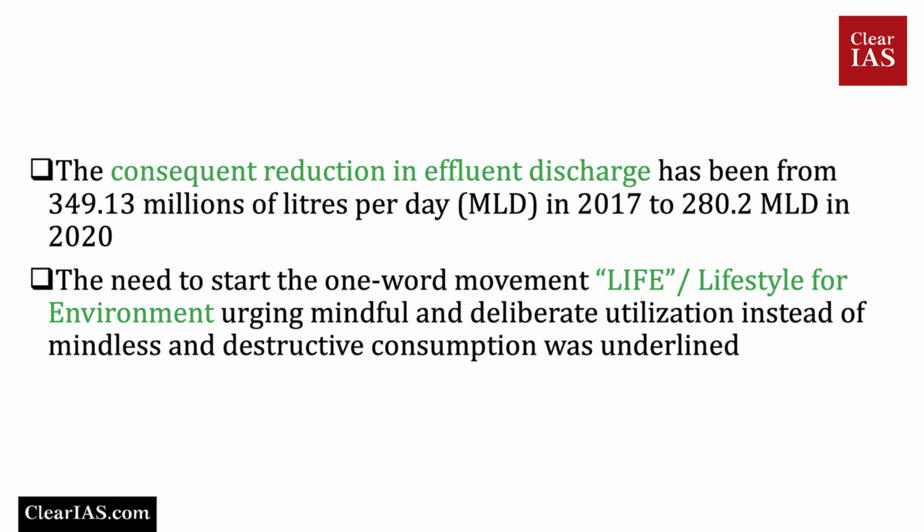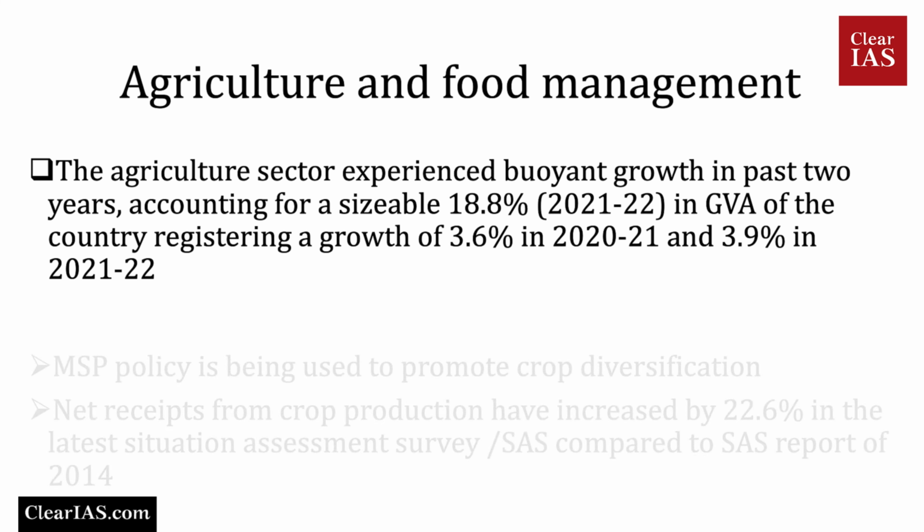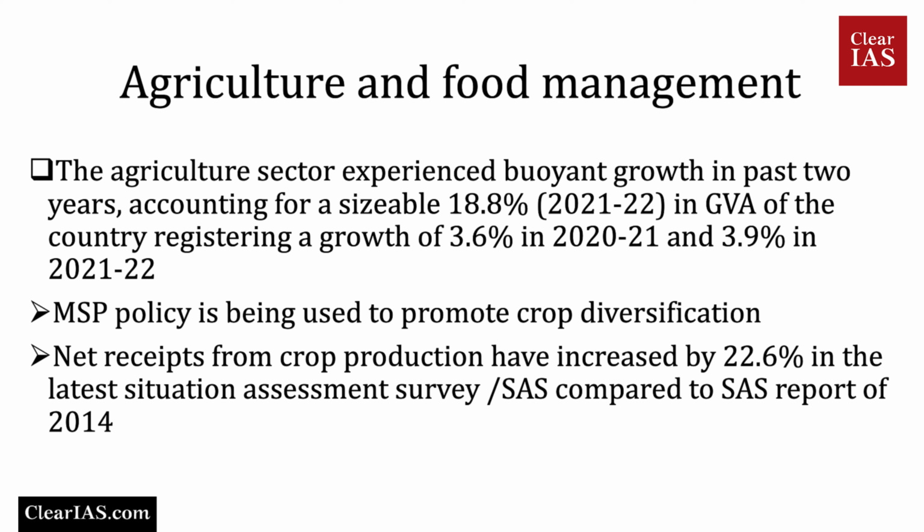Agriculture sector experienced buoyant growth in the past 2 years, accounting for a sizable 18.8% in 2021-22 in gross value added of the country, registering a growth of 3.6% in 2020-21 and 3.9% in 2021-22. Minimum support price policy is being used to promote crop diversification. Net receipts from crop production have increased by 22.6% in the latest Situation Assessment Survey compared to the Situation Assessment Survey report of 2014.